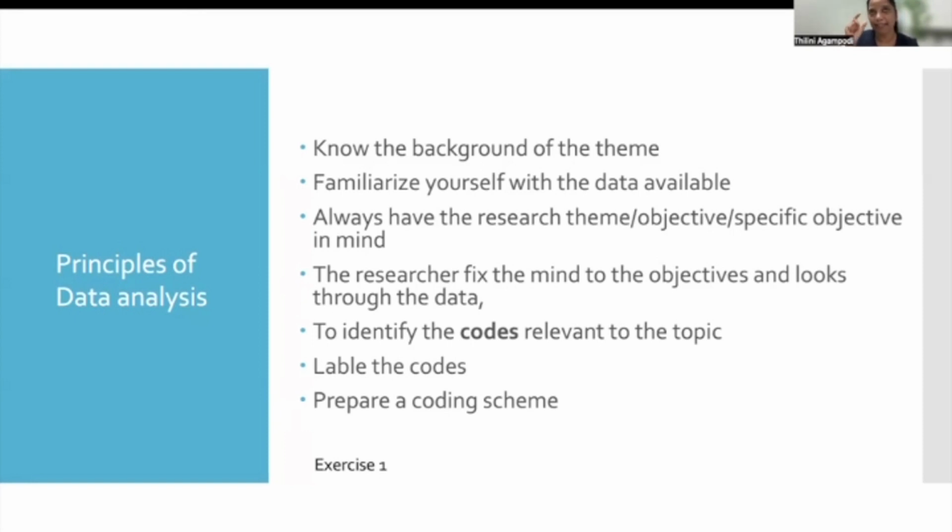So keeping that in mind, you go through the data. So always there's a connection. Okay, this is my objective. Do I have anything related to my objective within this data? So when you find the minimum segment that could relate to your objective, you highlight it and label it. That is called coding. So you identify codes for the relevant topic, you label the codes, and you finally have a list of codes, and you prepare a coding scheme.